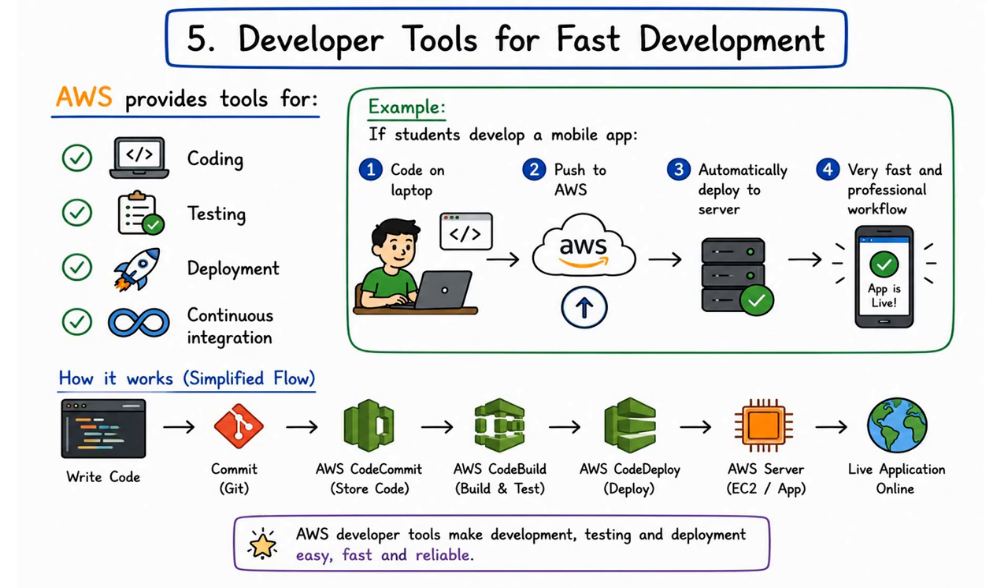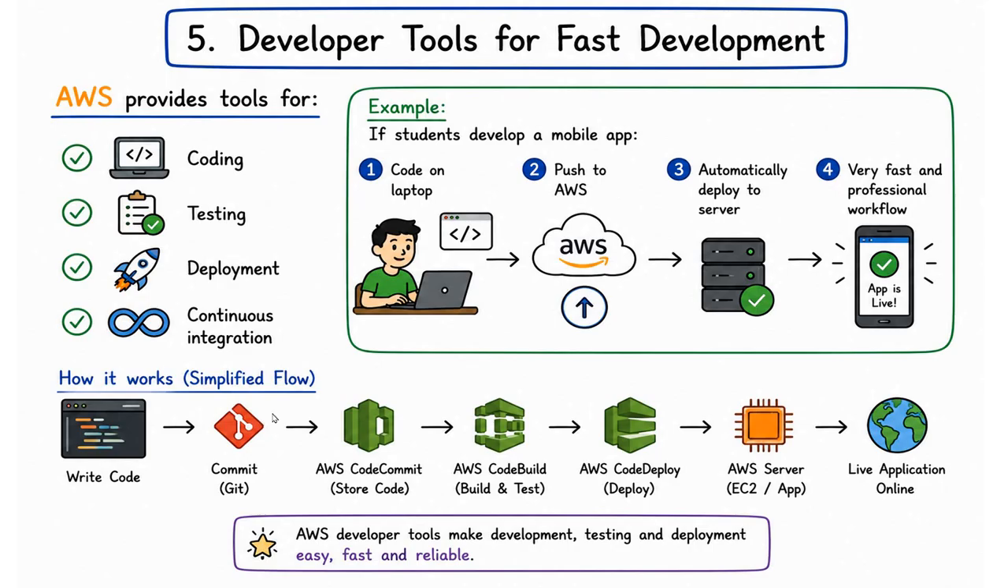Then you have testing, which means checking whether the application works correctly or not, where the applications are tested for errors, bugs, then security issues and performance problems. Then you have the deployment, which means publishing the application online so that users can access it. Normally, deployment involves uploading the files, configuring the servers, setting up the databases, and also restarting the application. So AWS automates all these processes.